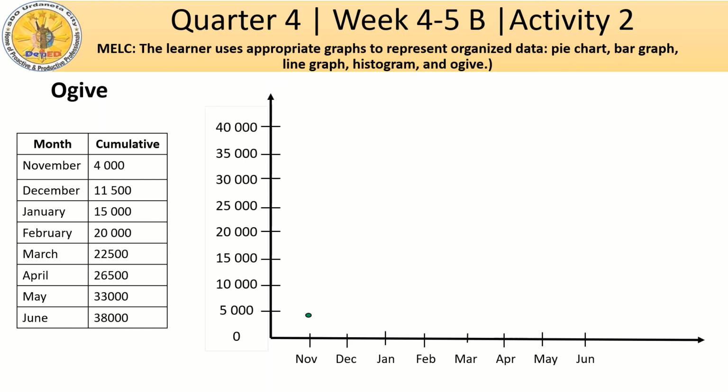Next we have December, which is 11,500. It is just above 10,000 pesos. Then for January, we have 15,000. For February, we have 20,000. For March, 22,500. For April, we have 26,500. For May, 33,000. And for June, 38,000 pesos. Now we're going to connect the dots. So we have now our ogive.